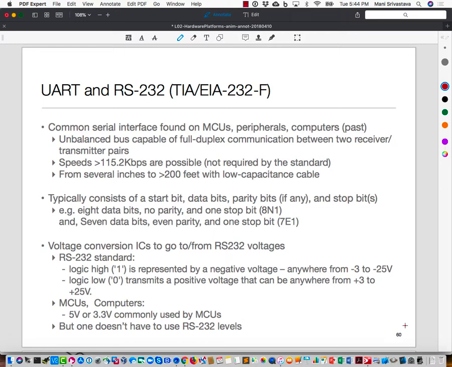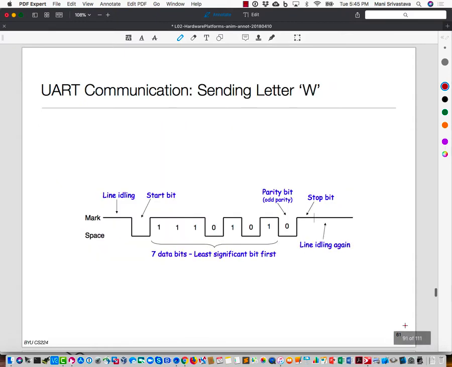But you don't have to use these RS-232 levels. Be aware, though, that if you are working with not just a UART, but with RS-232, then you better make sure that you have the right voltage. The other thing to notice is that positive is logic 0, and logic 1 is negative voltage. Okay? So just something to be aware of.